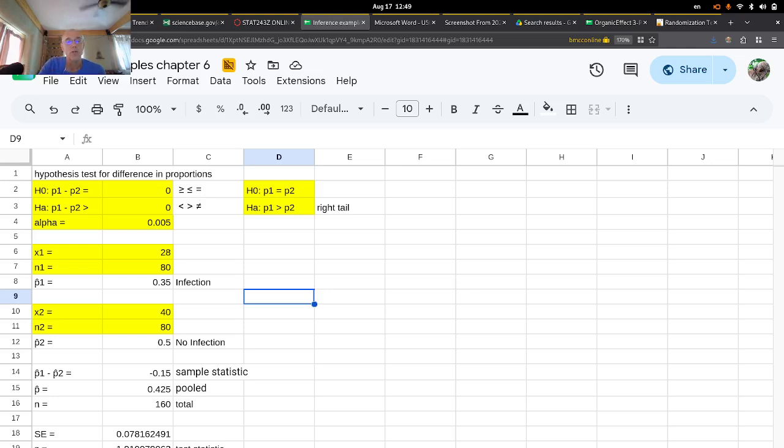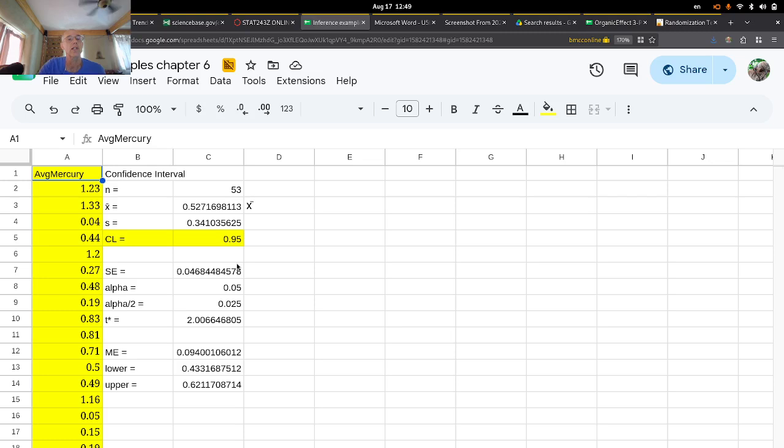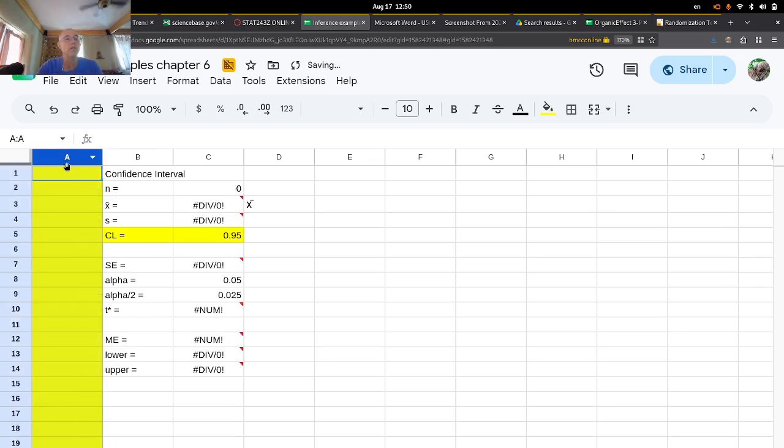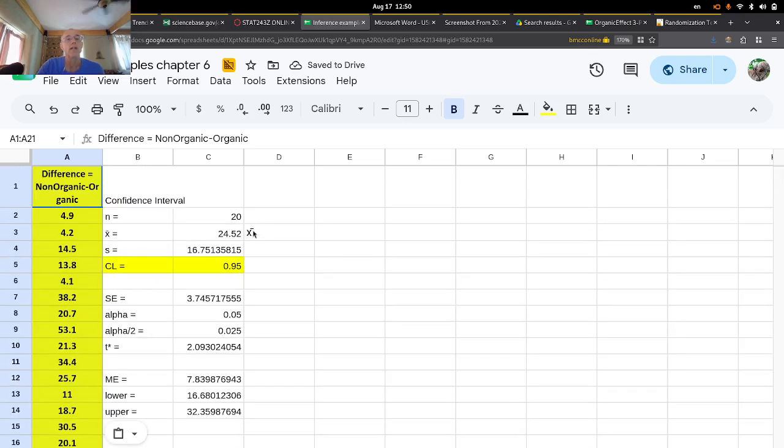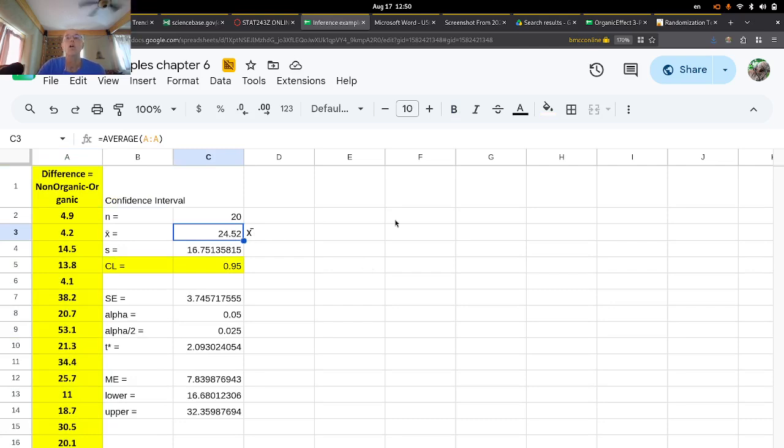So let's do a confidence interval for a mean with data first to see what that looks like. So I'm going to get rid of the average mercury data. Just always delete first and then paste in your data. Make sure there's no accidental overlap. Cool. So I'm getting an average difference of about 24.